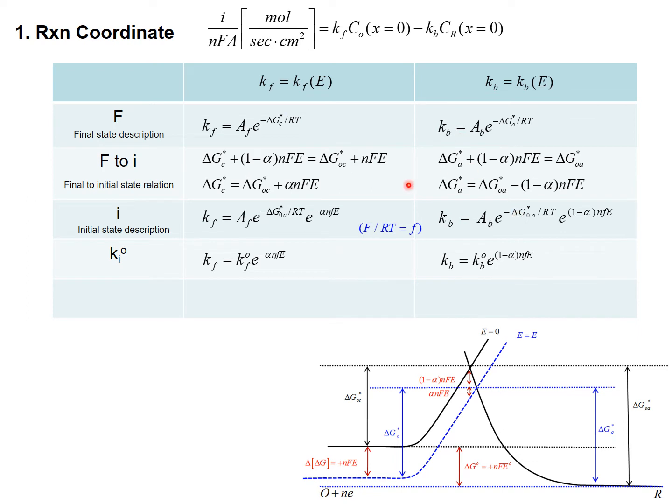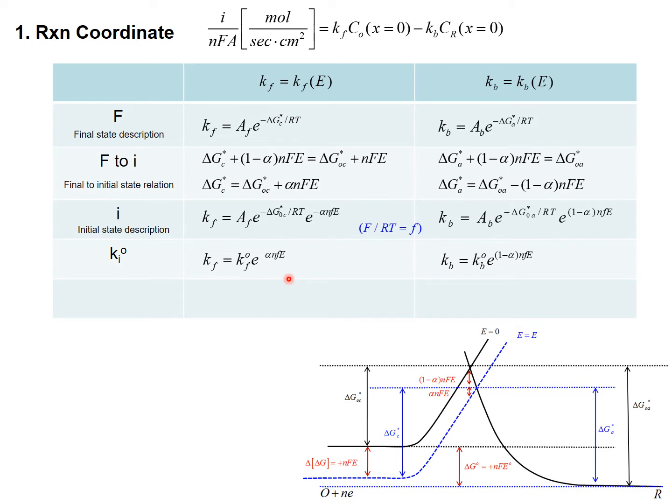So, I'd like to get together all of the potential independent terms. In this case, the pre-exponential term with the exponential term, which is potential independent. So let me say this value as the kf0. Also, in the other column, backward direction, this one is going to be the kb0.